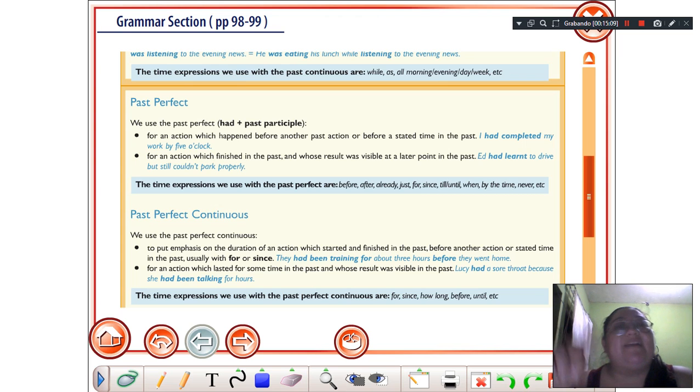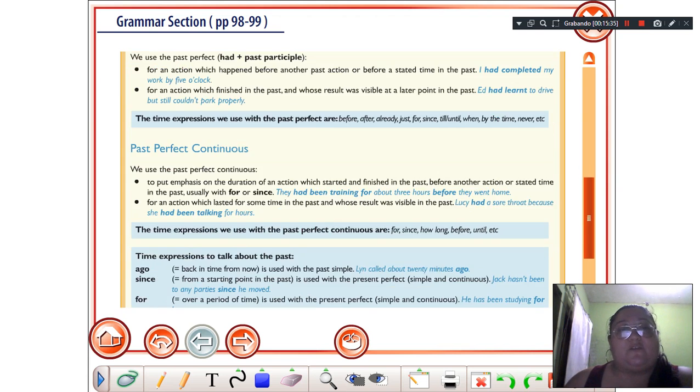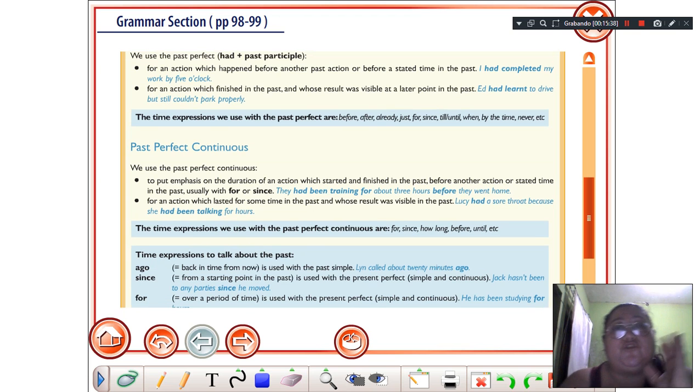Okay? The past perfect continuous. We use the past perfect continuous to put emphasis on the duration of an action, which started and finished in the past before another action or stated time. Okay, difference between the past perfect and past perfect continuous, the structure. Remember, in the past perfect, you use had and the past participle. What happens in the past perfect continuous? In the past perfect continuous, you use had been and the verb with ing. Had been and the verb with ing.